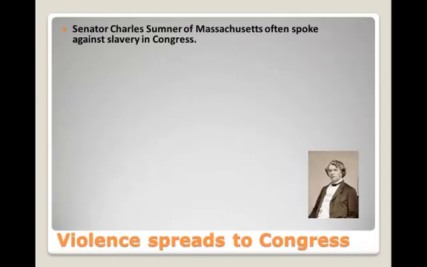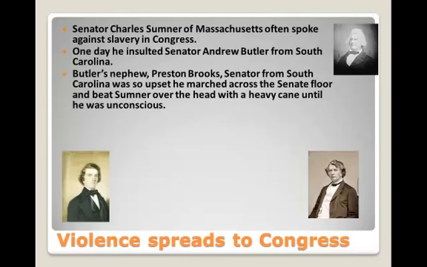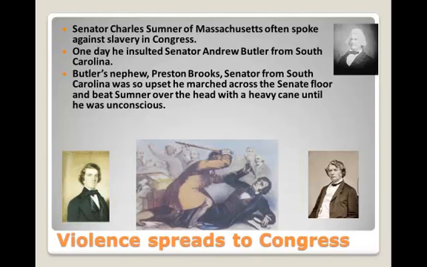Even in Congress, they were not beyond the violence over slavery. Senator Charles Sumner of Massachusetts often spoke against slavery in Congress, and one day, in his comments, he insulted Senator Andrew Butler from South Carolina. Well, Butler's nephew, Preston Brooks, was also a senator from South Carolina, and he was so upset that he marched across the Senate floor and beat Senator Sumner over the head with a heavy cane until he was unconscious.